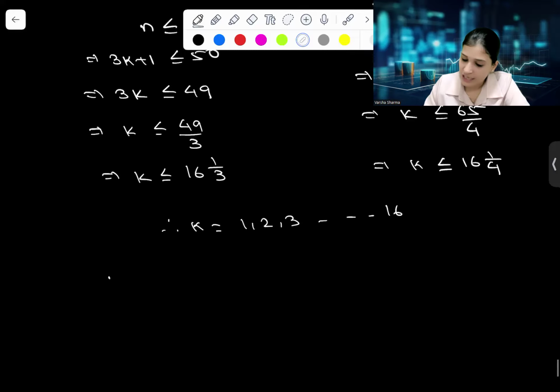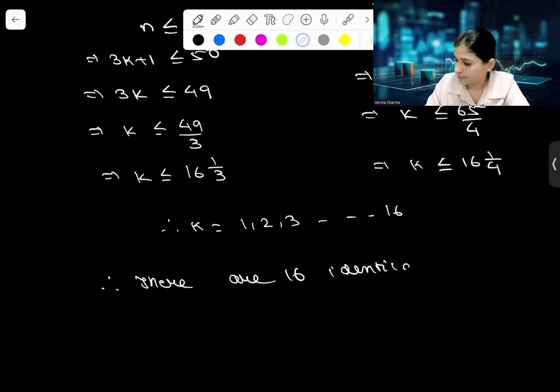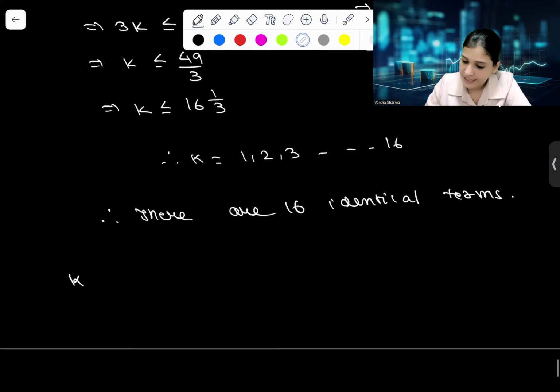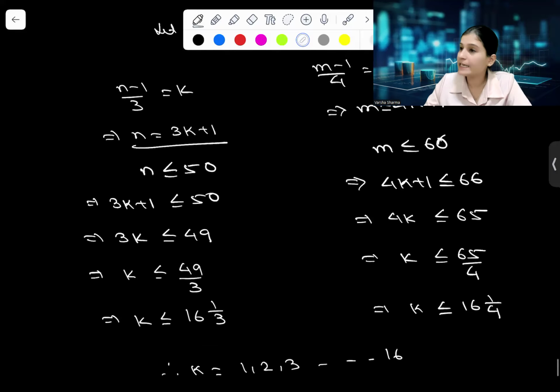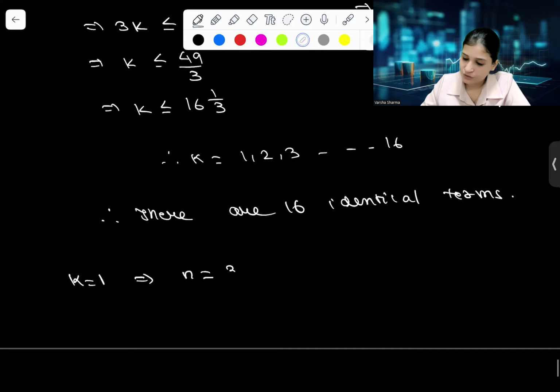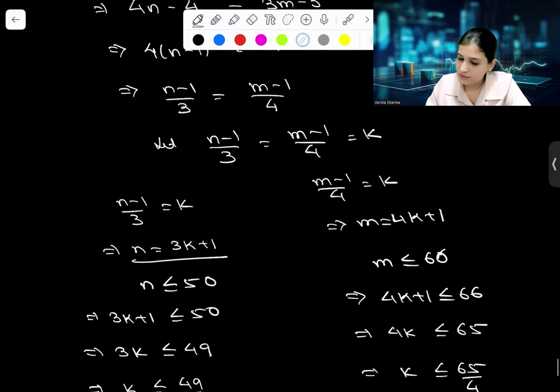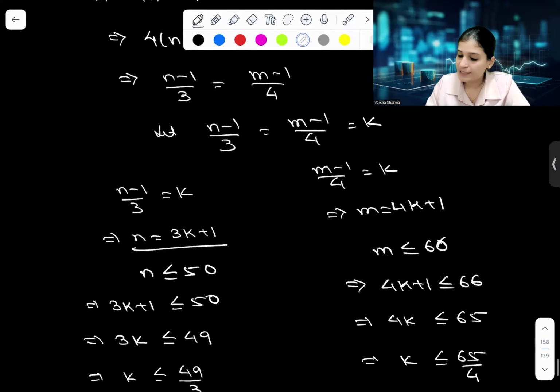Therefore, I'll explain one more thing. There are 16 identical terms, right? The sum is over, right? The sum ends here. Why is that so? If I take k equal to 1, what will I get for n? n was 3k plus 1, so 3 into 1 plus 1, 4. And what will I get for an? an was 4n minus 3.